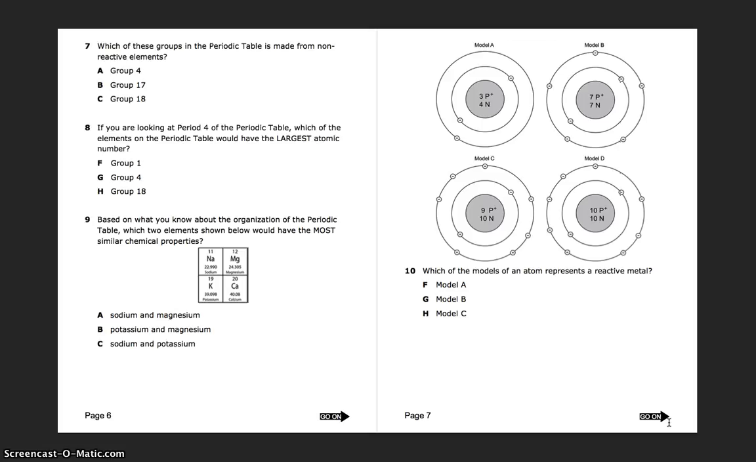Number 7. Which of these groups in the periodic table is made from non-reactive elements? A. Group 4, B. Group 17, C. Group 18.